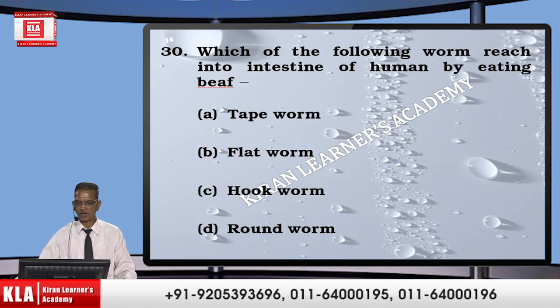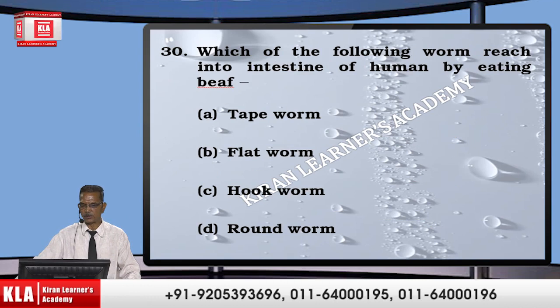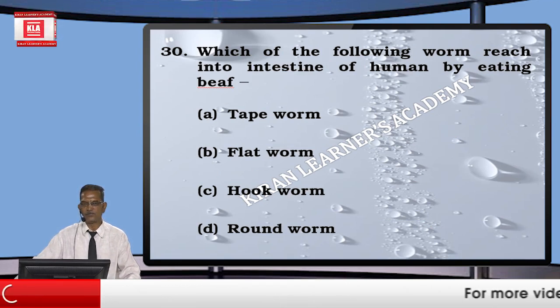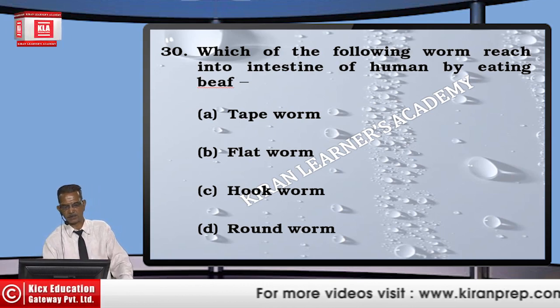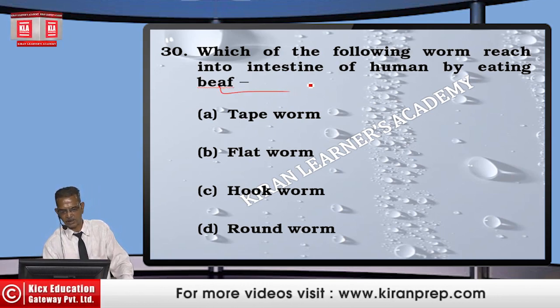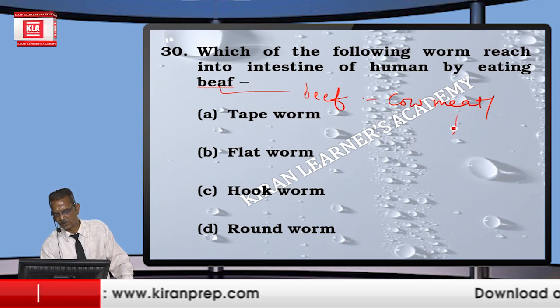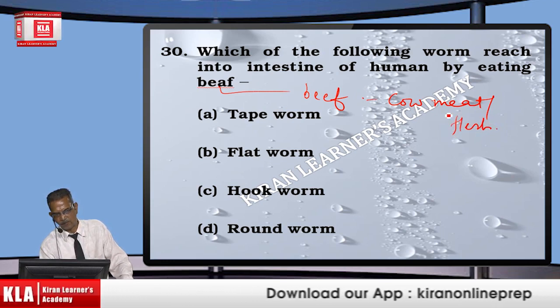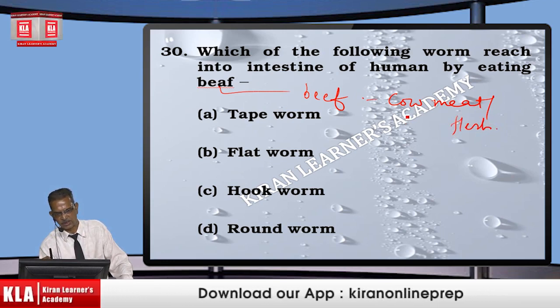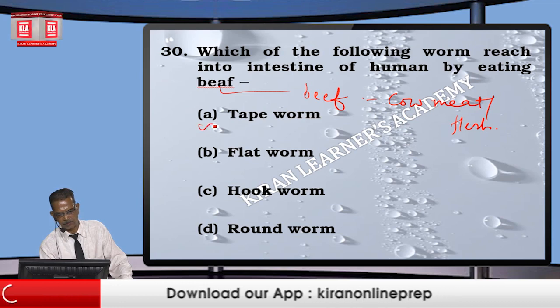Next, which of the following worms reach the intestine of the human by eating beef? Now, beef is cow meat, cow flesh. If a person feeds on this, then which worm passes? The worm is none but a tapeworm.